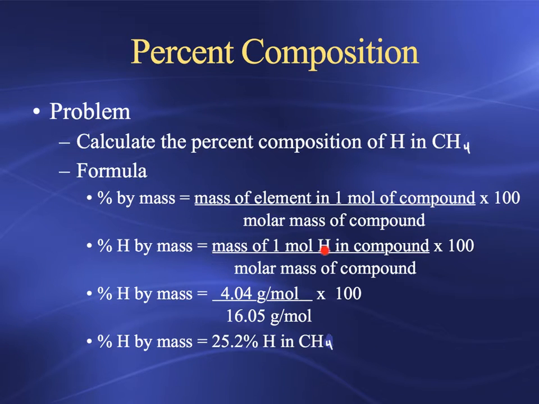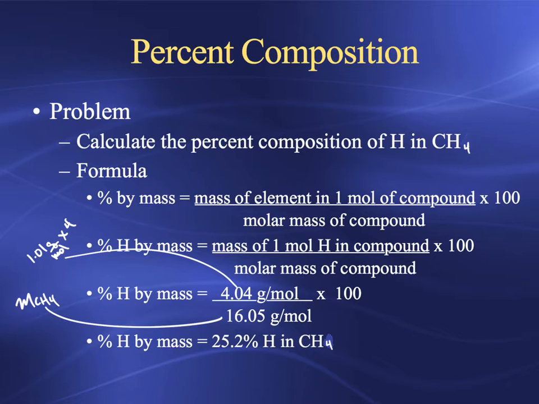So for the percent hydrogen by mass, we're going to plug in the mass of 1 mole of hydrogen in the compound divided by the molar mass of the compound times 100. 1 mole of methane has 4.04 grams per mole of hydrogen. Again, that number was coming from the 1.01 grams per mole. Always include units, don't forget to do that, times 4, because there were 4 hydrogens. The bottom part is the molar mass of the whole compound of CH4, the 12.01 plus the 4.04 added together, times 100.